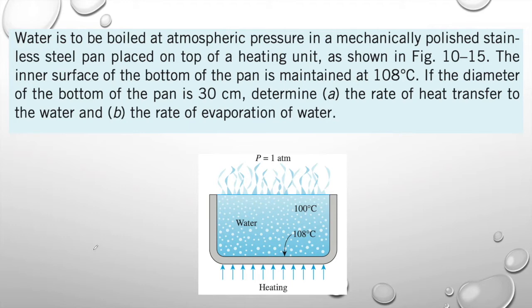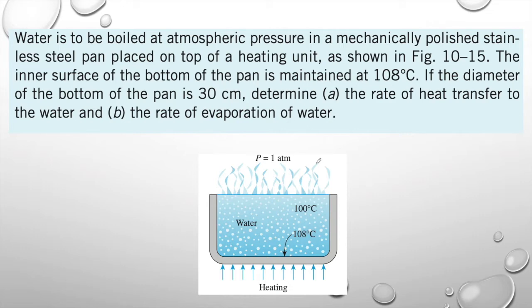The inner surface temperature of the bottom of the pan is maintained at 108 degrees Celsius. If the diameter of the bottom of the pan is 30 centimeters, determine (A) the rate of heat transfer to the water, and (B) the rate of evaporation of water. So what we have to do is determine the rate of heat transfer, and then the rate of evaporation.